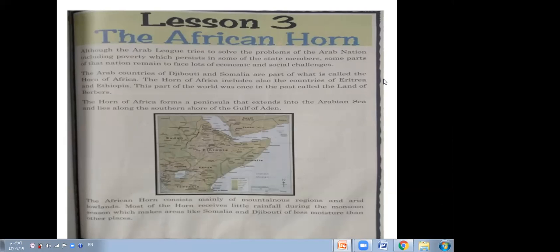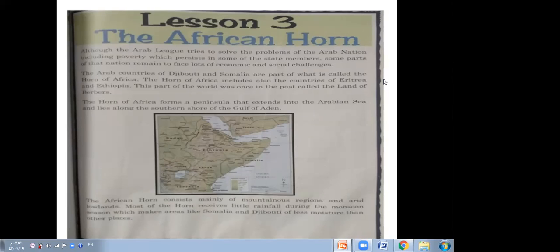Zaid, how are you? The Arab countries of Djibouti and Somalia are part of what is called the Horn of Africa. The Horn of Africa includes also the countries of Eritrea and Ethiopia. This part of the world, very good. So we have about four countries that form the African Horn.